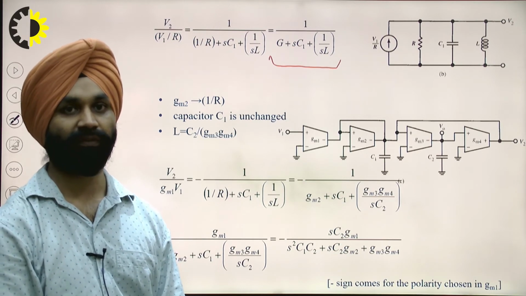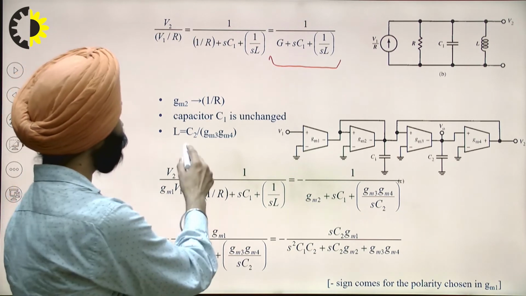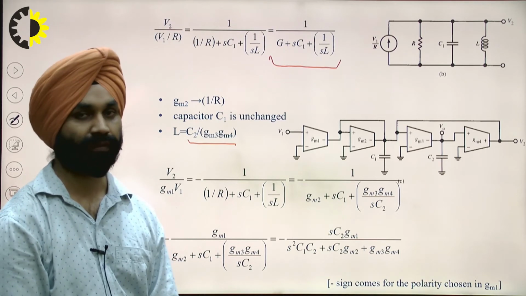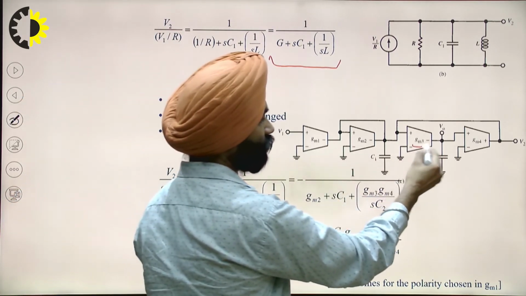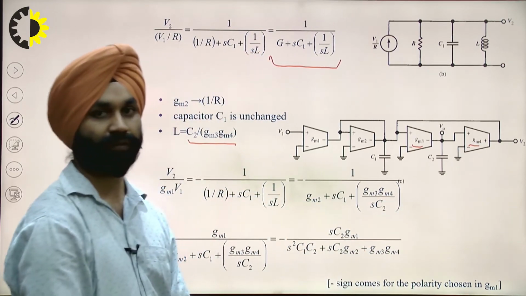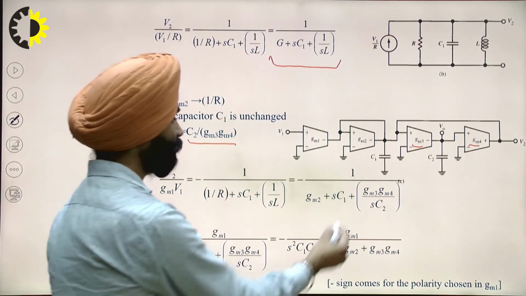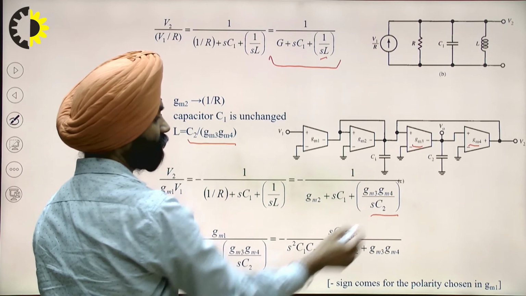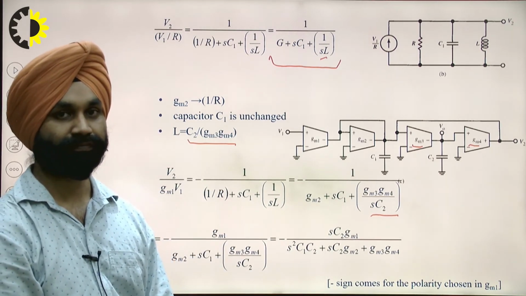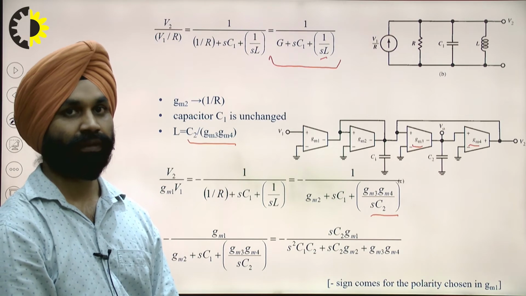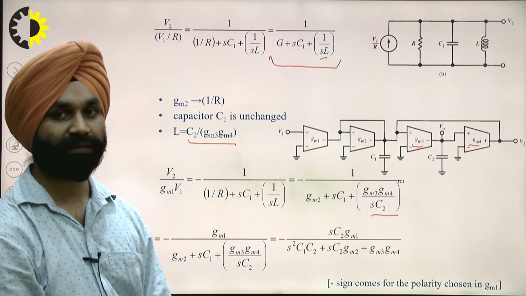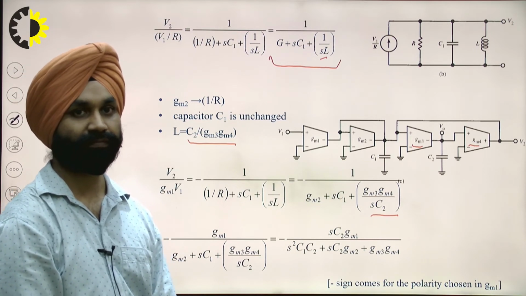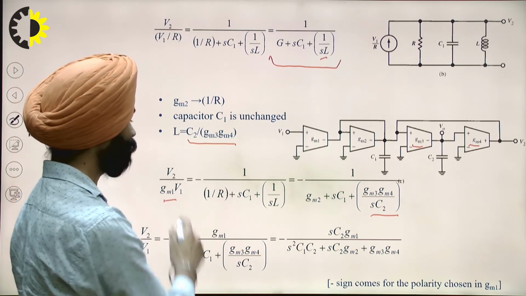Also, we have seen that L can be represented as SC upon GM3 into GM4, because the two transconductances are GM3 and GM4. So I can write it in this way. I have replaced L with C2 upon GM3 GM4. One more thing, here a negative sign comes due to the change in the polarity.